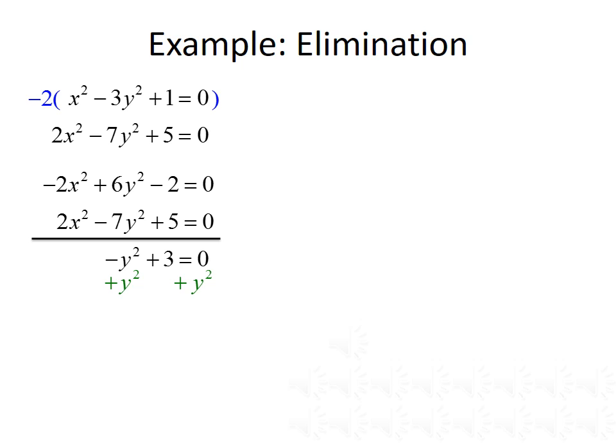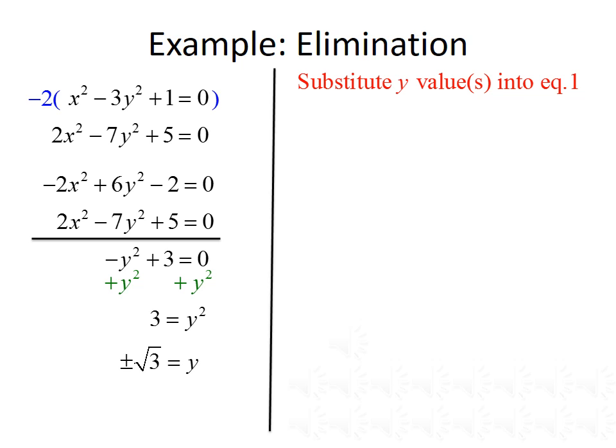We're going to add y squared to both sides of the equation, giving us that y squared equals 3. And then we'll take the square root of both sides to solve for y, so we'll have plus or minus square root of 3 equals y. So we have two potential values for y. We need to find the corresponding x values.